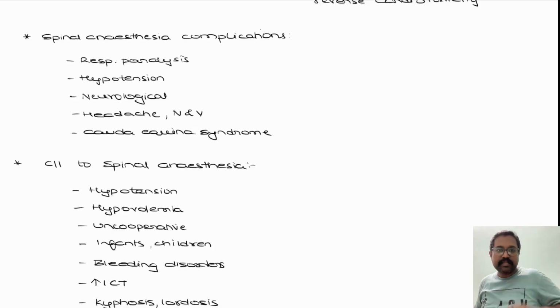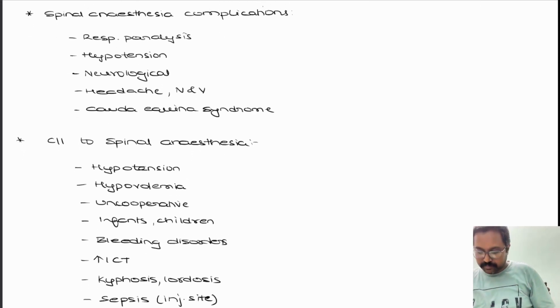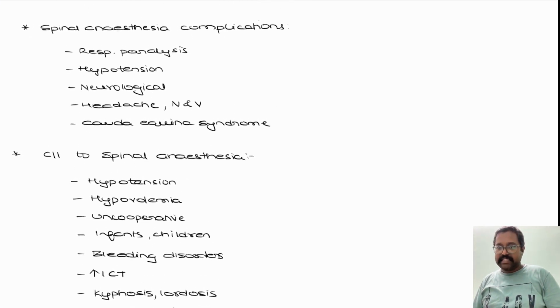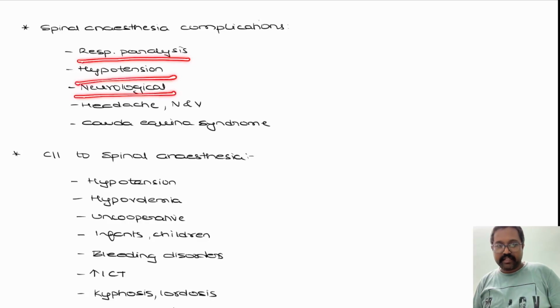Next, coming to the spinal anesthesia complications. So what are the complications associated with spinal anesthesia? We have respiratory paralysis, hypotension, neurological complication, that is CNS, dizziness, headache, confusion, delirium, etc. We have headache, nausea and vomiting, and cauda equina syndrome.